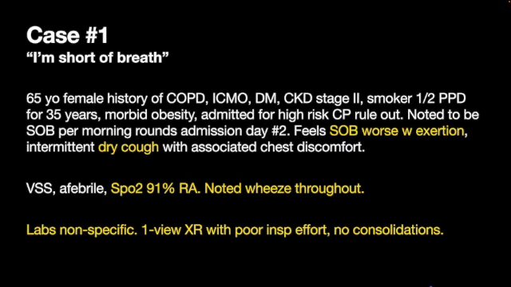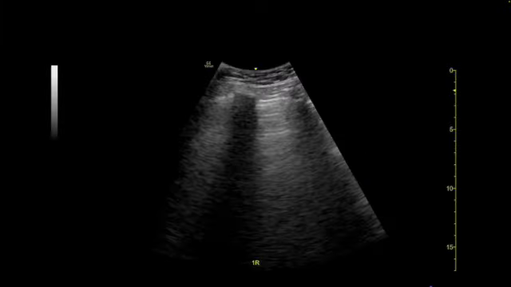All right, so let's go back to our case. Just in case you forgot, she was 65 years old. She's got a bunch of medical problems, lung and cardiac pathology. She was admitted for chest pain, high-risk chest pain rule out. You go and see her, and she is wheezy in all lung fields, and she's hypoxemic. You want to know what's causing her wheeze, hypoxemia, and shortness of breath. You grab your curvilinear probe. You're on your lung examination or your abdominal examination.